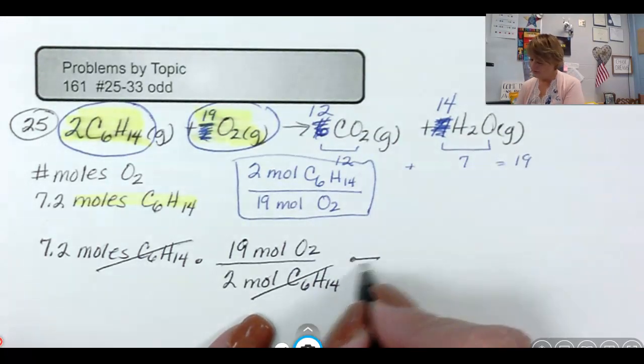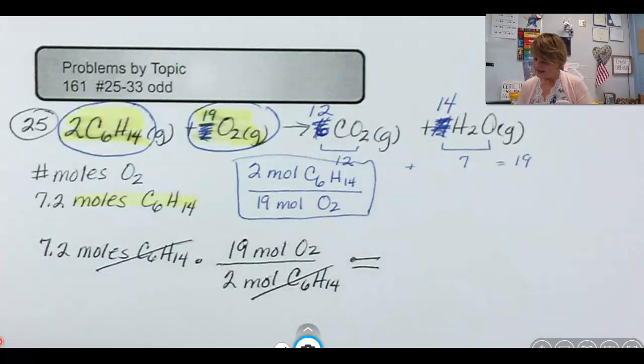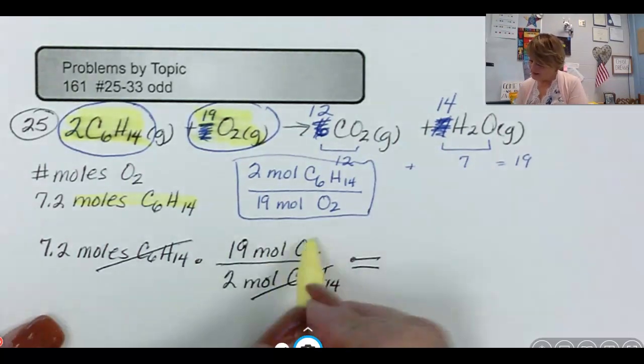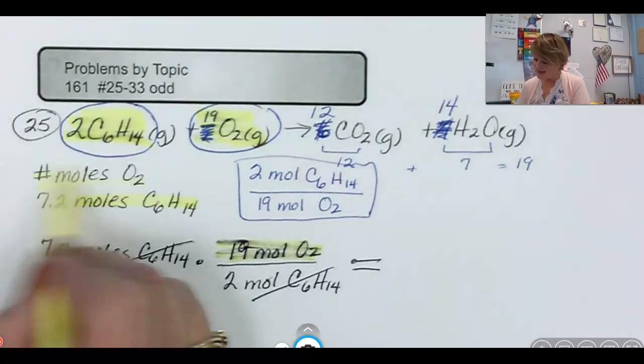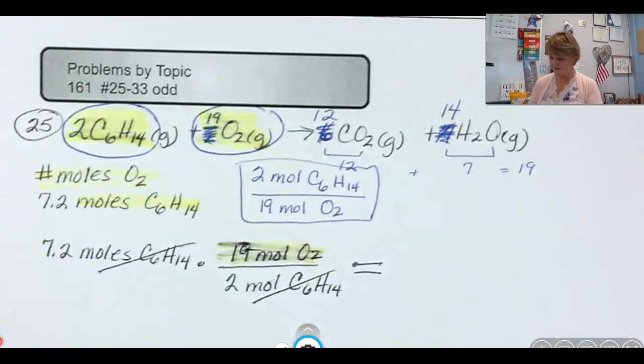Okay, so I don't need any other steps. I have as an answer right now, whoops, that just smeared big time. I am moles of oxygen, and that's what I'm looking for, moles of oxygen. I definitely need to get a new highlighter. So now it's just a matter of doing your calculations.